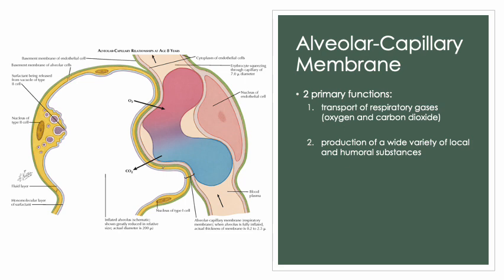So here there's an image of the alveolar capillary membrane with each specific cell and different parts of the anatomy of the structure. The alveolar capillary membrane has two primary functions. The first function is transport of respiratory gases, namely oxygen and carbon dioxide. And then the second function is production of a wide variety of local and humoral substances.